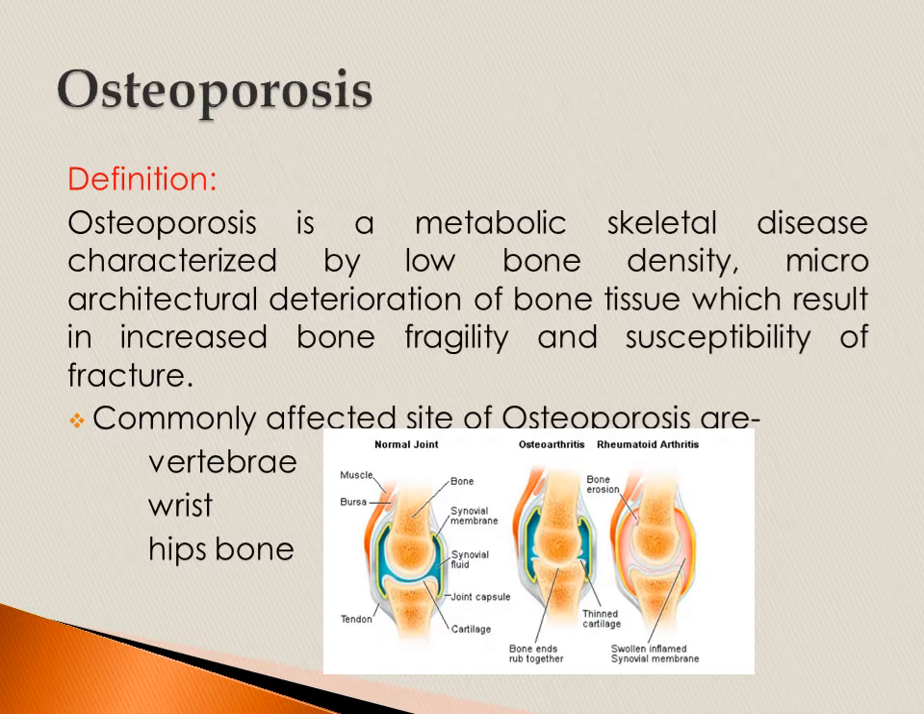Here, osteoporosis is a metabolic skeletal disease, and its main characteristics are low bone density and microarchitectural deterioration of bone tissues. Commonly affected sites of osteoporosis are the vertebrae, wrist, and hip bone.